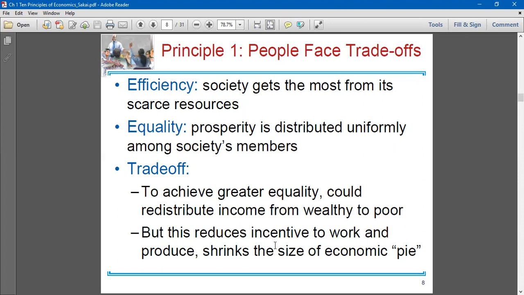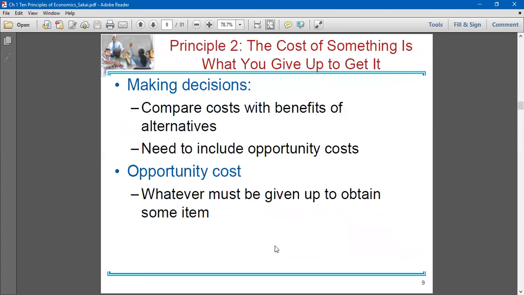Yes, please. Let's look at principle 2. The cost of something is what you give up to get that thing. Now, when you are making decisions, as I said, you compare your cost to your benefits. Assuming you want to buy A, you need to compare the cost and benefit of A, and then also the cost and benefit of an alternative good B.